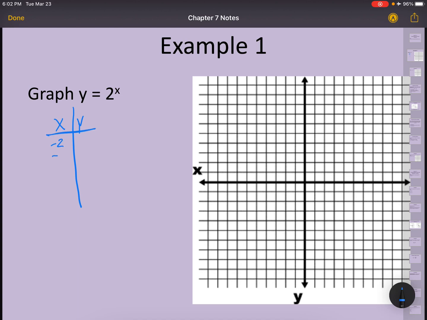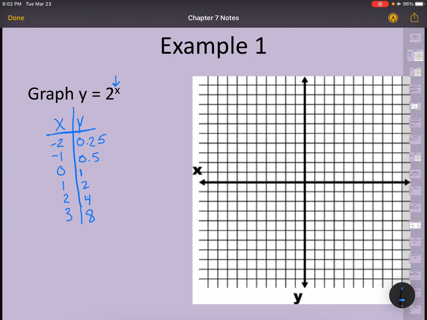So negative 2, negative 1, 0, 1, 2, 3. So at negative 2, from your table is 0.25. At negative 1, it was 0.5. At 0, it was 1. At 1, it was 2. At 2, it was 4. And at 3, it was 8. And again, those are just gotten by taking all the x values, plugging it into x up here in the equation, and getting back the y value.